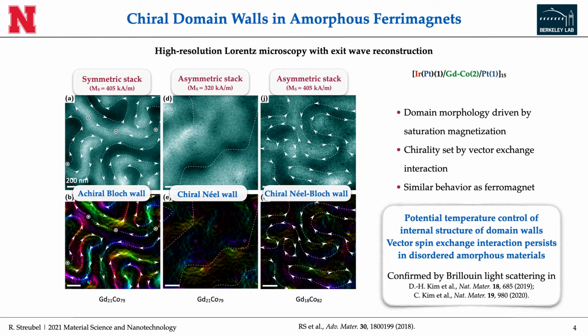And since the saturation magnetization can be nicely tuned in ferromagnets by temperature, we postulated that the internal structures, including chirality and type of domain walls, can actually be tuned by temperature, and more importantly also that vector exchange persists also in disordered amorphous materials consisting of quite a complex system where cobalt is a direct exchange coupled material and gadolinium is an indirect exchange coupled material. And this was confirmed, as mentioned earlier, by Brillouin light scattering.